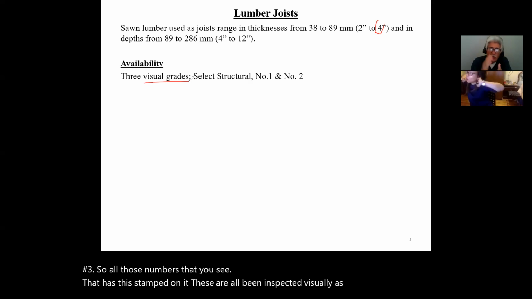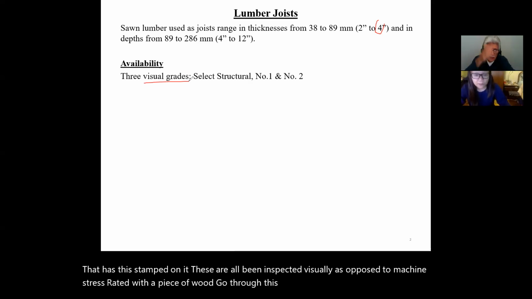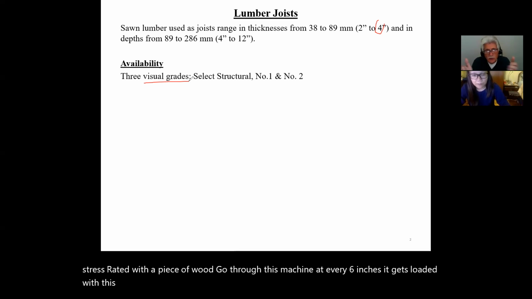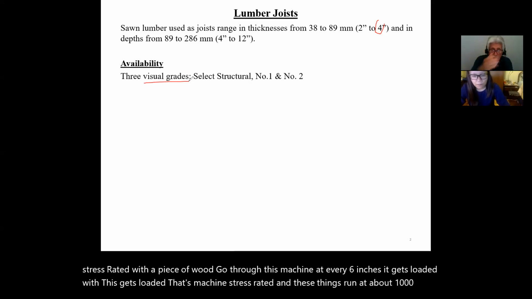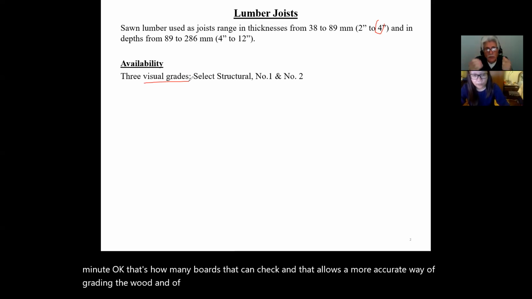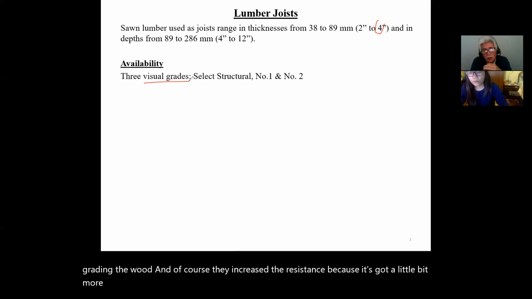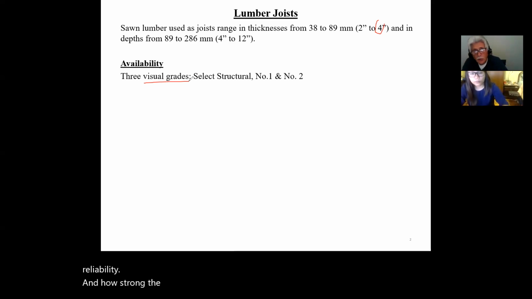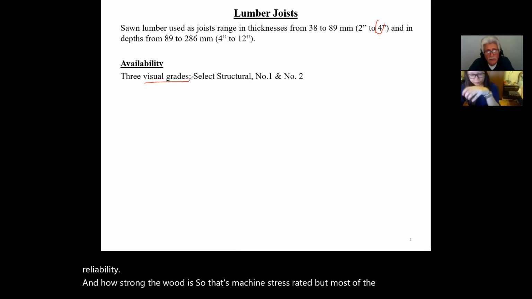as opposed to machine stress rated, where the piece of wood goes through this machine and every 6 inches it gets loaded. That's machine stress rated, and these machines run at about 1,000 feet per minute. That's how many boards it can check, and that allows a more accurate way of grading the wood. Of course, they increase the resistance because there's a little more reliability on how strong the wood is. So that's machine stress rated, but most of the lumber you see in the lumberyard is still all visually graded.